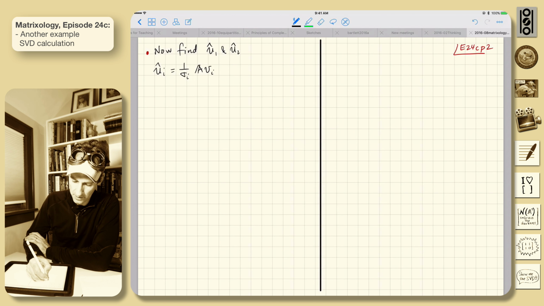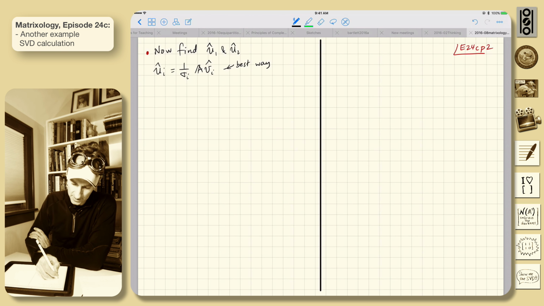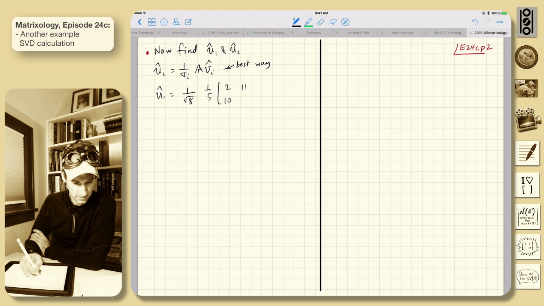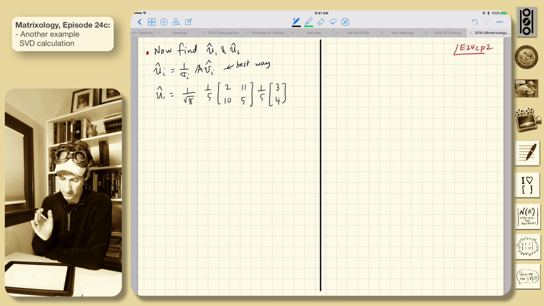And this is generally the best way. It's going to be simple to do. So for instance, the first one, u1, is 1 over the square root of 8. That's our sigma value. And then we have this 1 over 5, 2, 11, 10, and 5. Let me not get that wrong. This is A. And then we had 1 over 5, 4, 3 and 4, 3 and 4. That's going to be u1. So we multiply this out, we will get a unit vector, which is surprising.